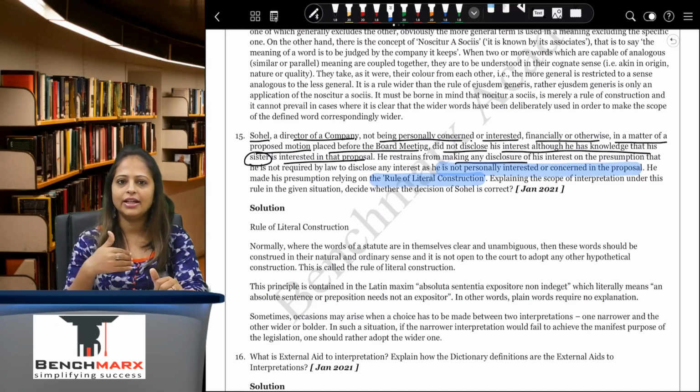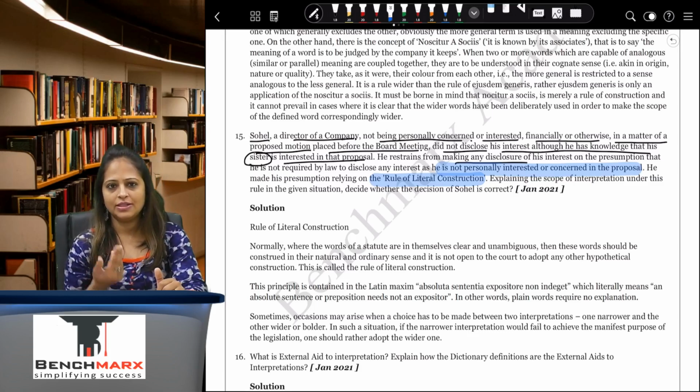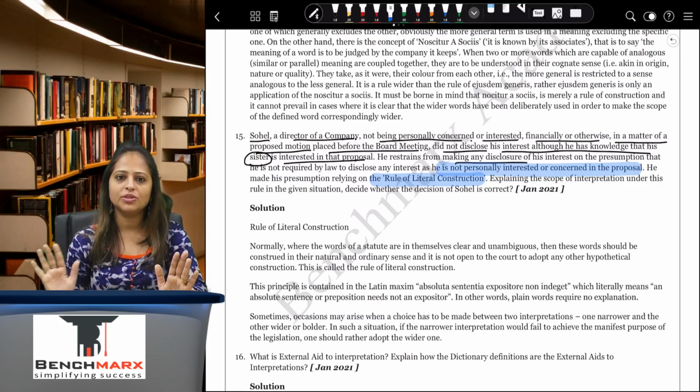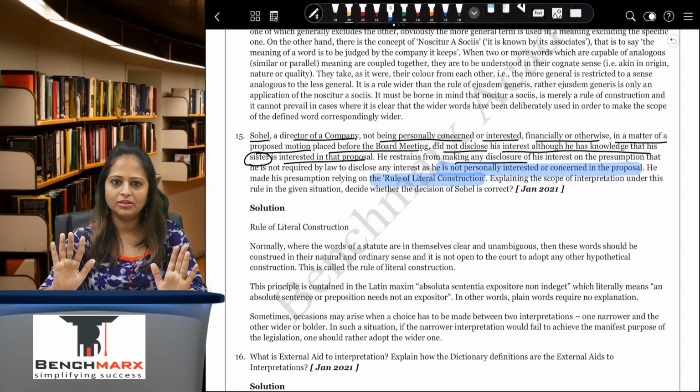So here he is saying that I am not interested. The act is saying you have to be personally interested. So he is saying I am not personally interested. My sister is interested, but I am not personally interested. So hence I will not make the disclosure.